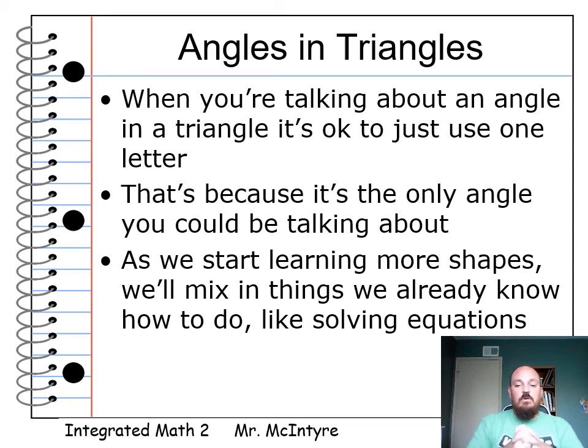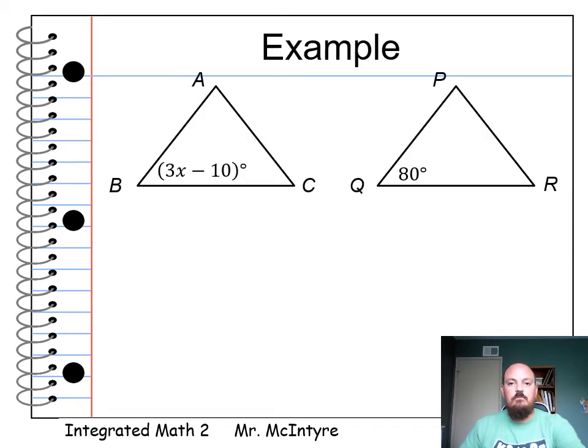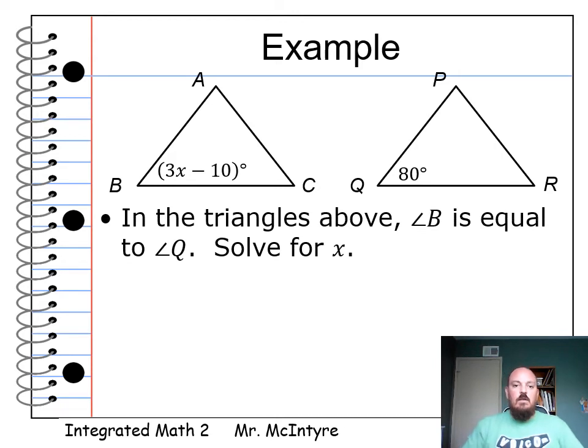For the next example, I'm going to show you one of the things we're going to do a lot this year. We're going to take the new things we're learning and we're going to mix in things we already know how to do, like solving equations, one of the things from Mod 0 from earlier. So, I gave you guys 2 triangles. We have triangle ABC on the left, and we have triangle PQR on the right. And I said in the triangles above, angle B is equal to angle Q.